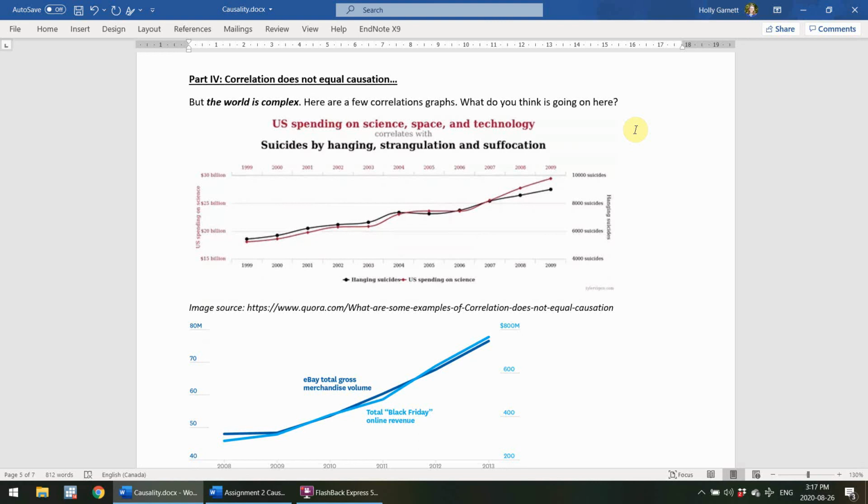And so that's why we always want to make a good hypothesis, because if I didn't have a clear hypothesis why US spending on space science and technology is related to suicides, then I really have no business trying to do a correlation about that.